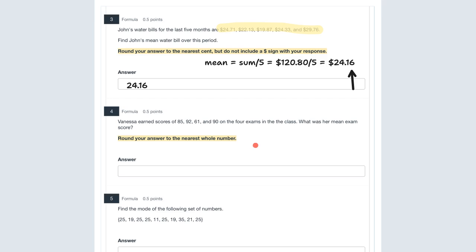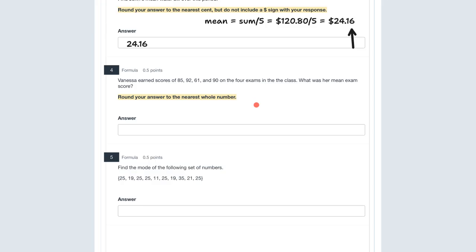Number 4, Vanessa earned scores of 85, 92, 61, and 90 on her 4 exams. There's her mean exam score. Just like the utility bills up above, the mean is equal to the sum, in this case divided by 4, because there's 4 tests. So grab your calculator. I got 85 plus 92 plus 61 plus 90. That is 328.